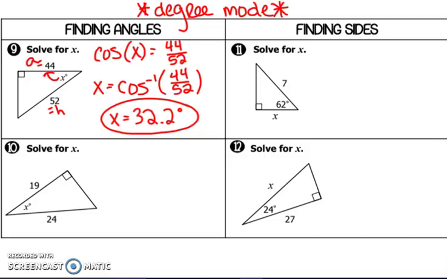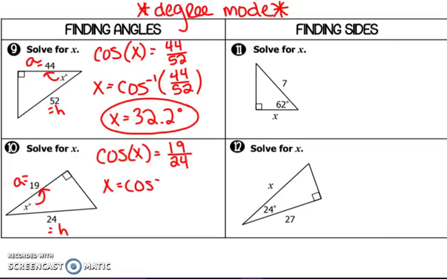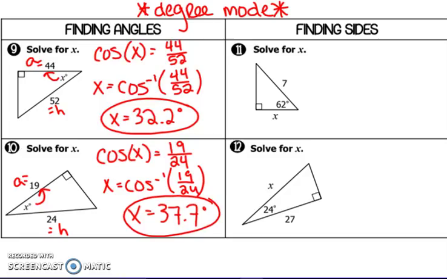If we look at example 10, again, I want to label my sides. 24 is my hypotenuse because it's opposite my right angle. If I look where 19 is compared to x, that's my adjacent. So that tells me I want to use cosine. So cosine of x is going to equal 19 over 24. Again, we need to get x by itself, so we're going to use inverse cosine. And if I put that in my calculator, I should get 37.7 degrees.